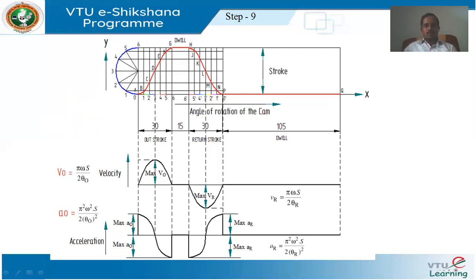Initially we have determined the maximum acceleration during outstroke and return stroke using these formulas with a suitable scale. Here, at the beginning of outstroke, the acceleration becomes maximum. Even at the end of outstroke, acceleration becomes maximum. But the method to show this maximum at the beginning and at the end of outstroke is like this, vertically upward and vertically downward from the horizontal reference line. One more horizontal reference line at any suitable position we should take initially before constructing this acceleration diagram. From this, mark the maximum at the beginning and the maximum at the end of outstroke.